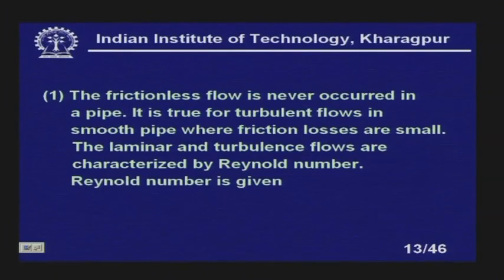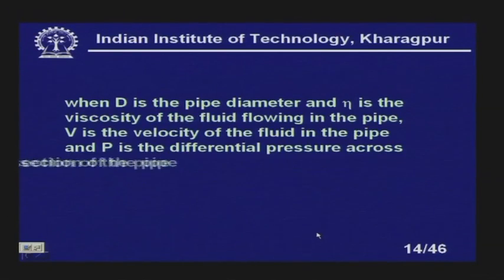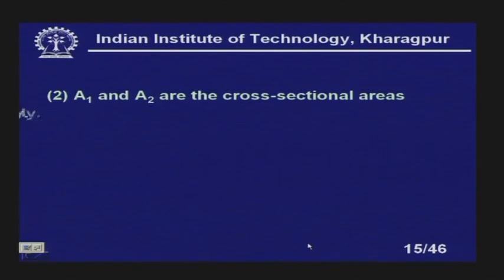Frictionless flow never occurs in a pipe; it is approximately true for turbulent flows in a smooth pipe where friction losses are small. Laminar and turbulent flows are characterized by the Reynolds number, given as Re equal to V d rho by eta. This will give you the Reynolds number, where d is the pipe diameter, eta is the viscosity of the fluid flowing in the pipe, V is the velocity of the fluid in the pipe, and rho is the fluid density.